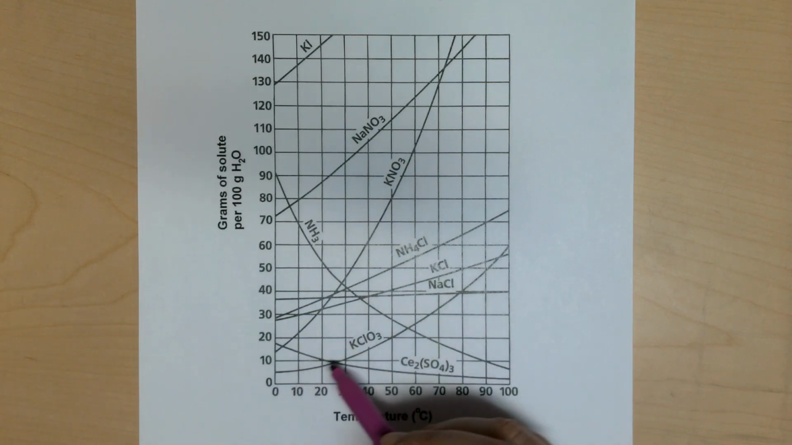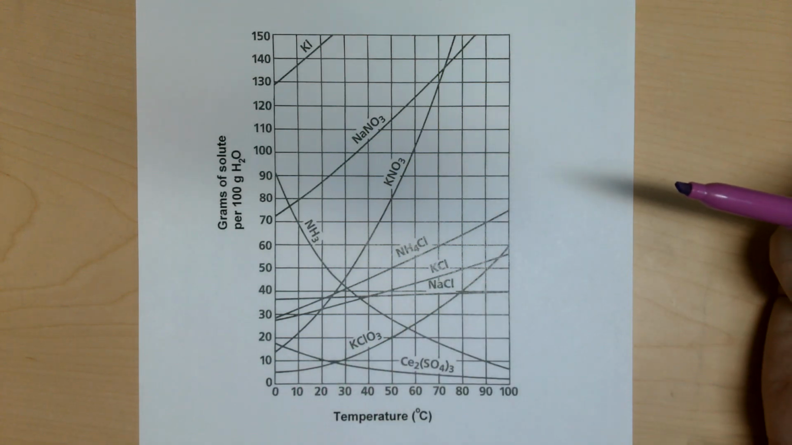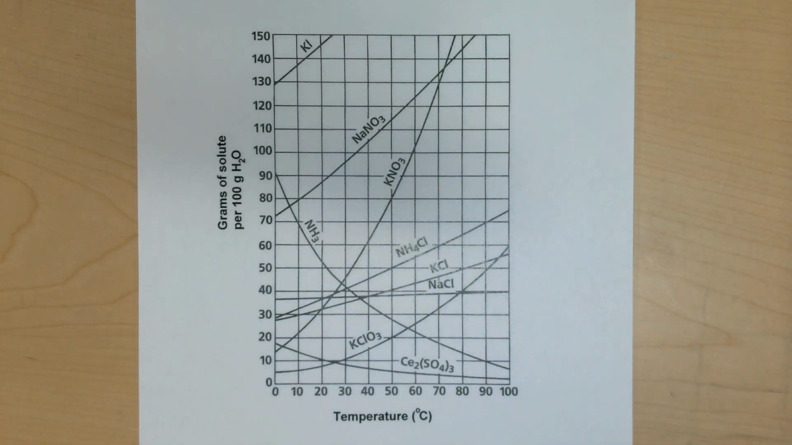Now this is the saturated line. So anything that's under the line is unsaturated, and anything that is over the line is supersaturated. So what we're looking for is to try and match up at what temperature and at what quantity of solute these will be saturated.